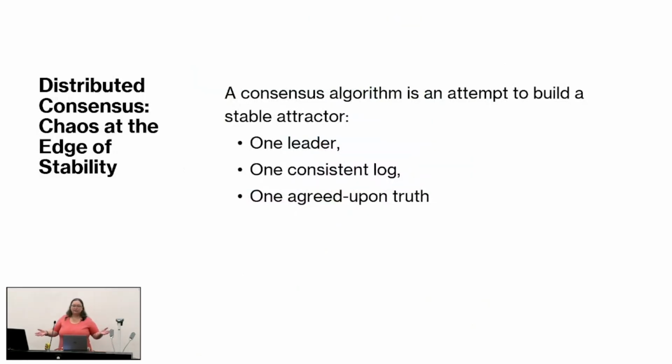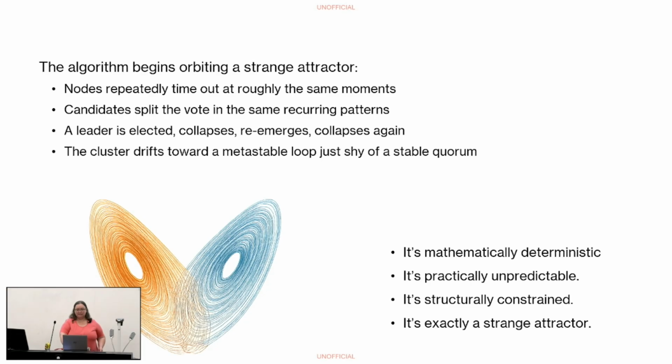Paxos or Raft, whichever variant you prefer, all live on that razor edge. Consensus aims for a stable attractor, one leader, one consistent log, one agreed truth. It doesn't always work out that way. Under load, repartitioning, network jitter, the algorithm may fall into strange attractors. Timeouts align, votes split, leaders collapse and re-emerge. Watch the loop the cluster falls into when stress appears. The algorithm may begin orbiting a strange attractor.